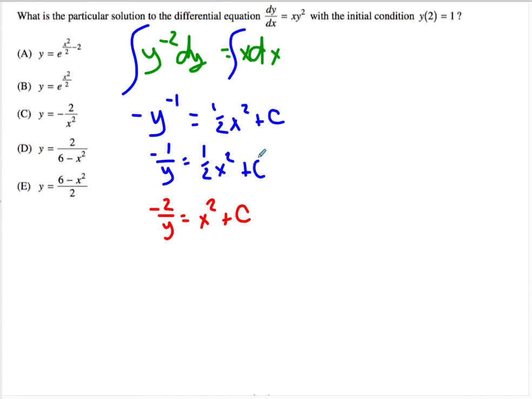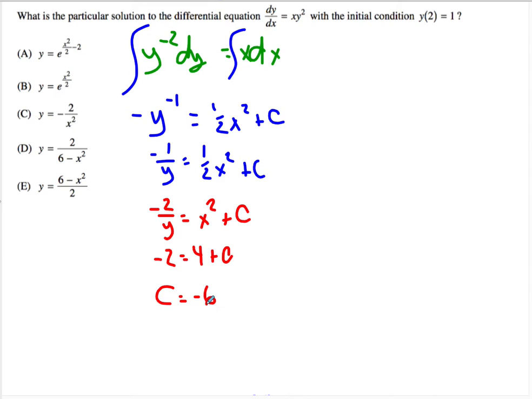And I think this is a good time to maybe throw in that point. Again, you don't know, could be at any time. So whenever. If it doesn't work out very nicely, try it later. Try it sooner. x is 2, y is 1. So we got -2 equals 4 plus c. So that means c is -6. That's a pretty nice c.